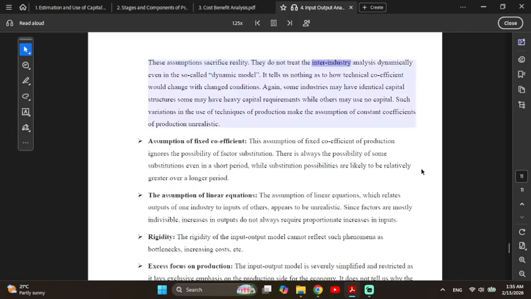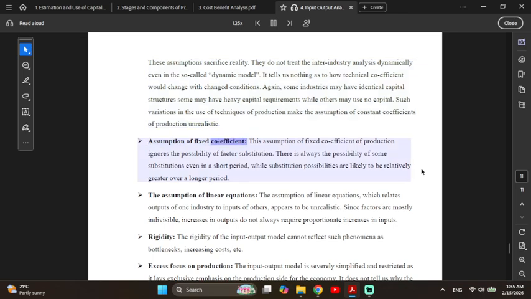They do not treat the inter-industry analysis dynamically, even in the so-called dynamic model. It tells us nothing as to how technical coefficients would change with changed conditions. Again, some industries may have identical capital structures, some may have heavy capital requirements, while others may use no capital. Such variations in the use of techniques of production make the assumption of constant coefficients of production unrealistic.